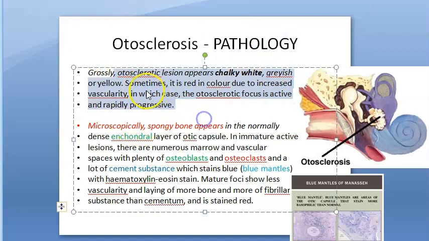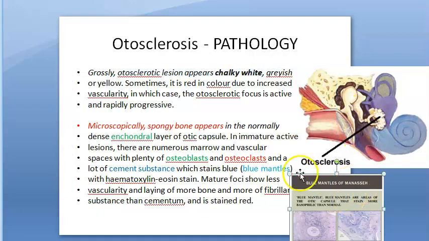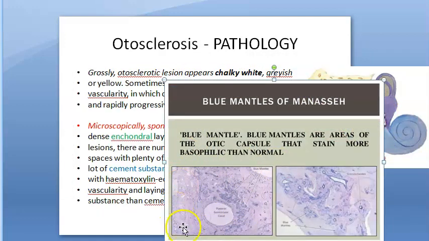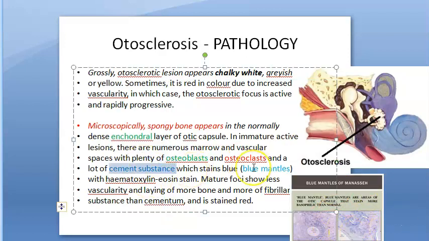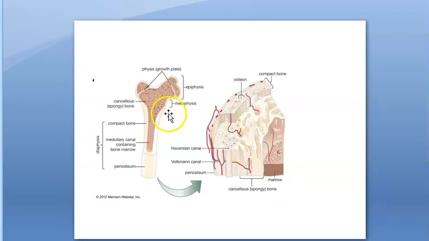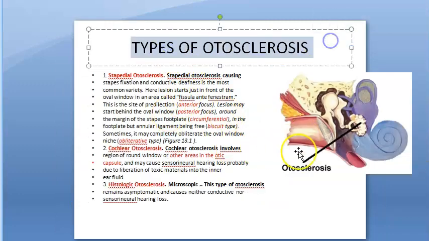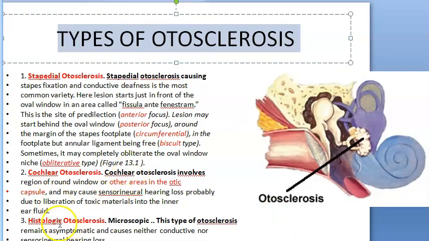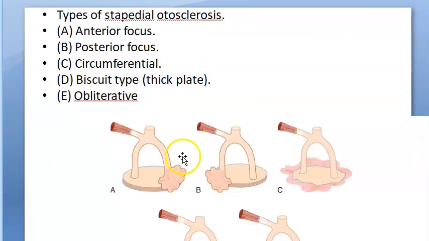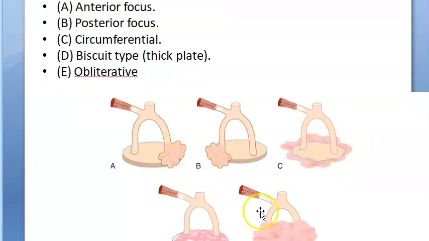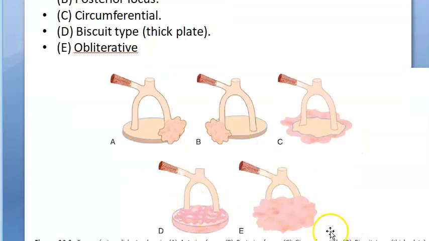Pathology: grossly you will see an otosclerotic lesion which appears chalky white, grayish, yellow. You can see that here. Microscopically, you will see the enchondral layer is replaced with spongy bone. It will have osteoclasts, osteoblasts, etc., and the blue-colored cement substance which is called blue mantles. Okay. Then we saw the types of otosclerosis. There is stapedial type, cochlear type and histologic type. In stapedial, again, there are other types like anterior focus, posterior focus, circumferential, then biscuit and obliterative.